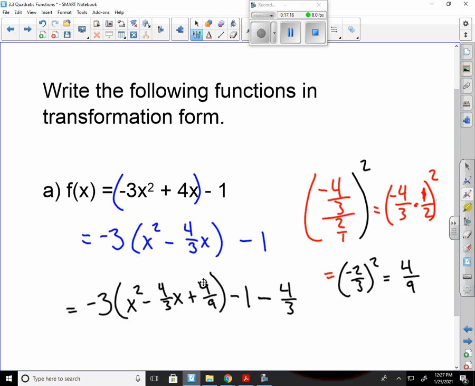So negative 3 times 4 gave me negative 12/9, which reduces to negative 4/3. And since that's a negative 4/3, it should be a plus 4/3. Because I've really subtracted 4/3 from inside of here, so I need to add it on the outside.